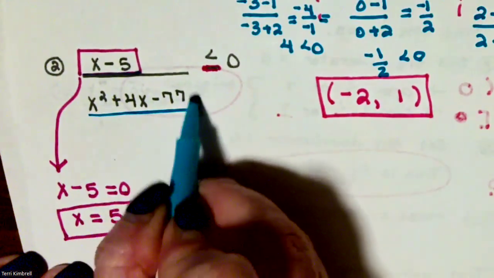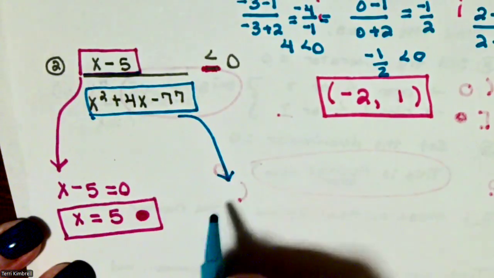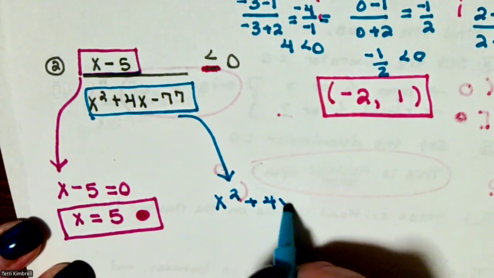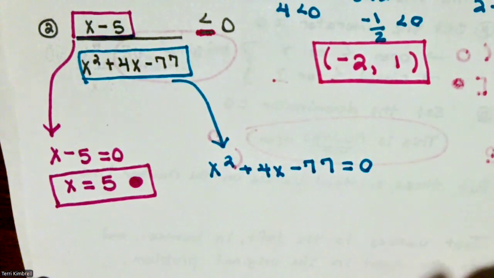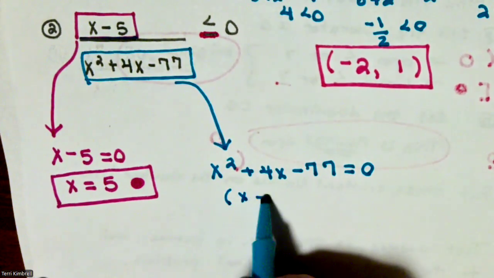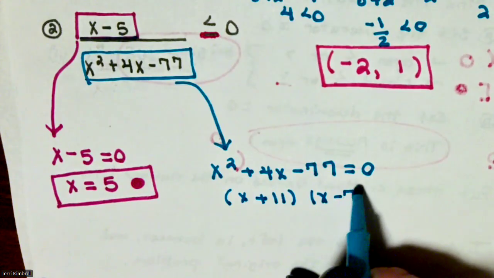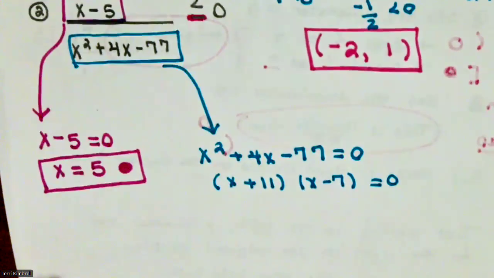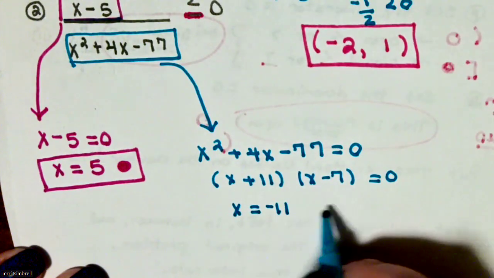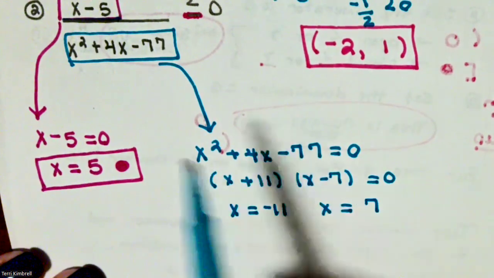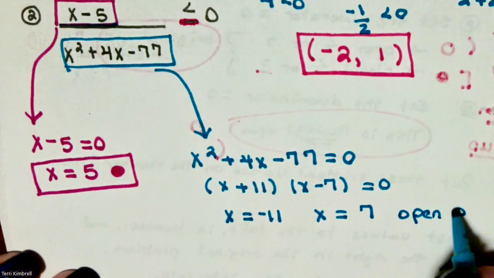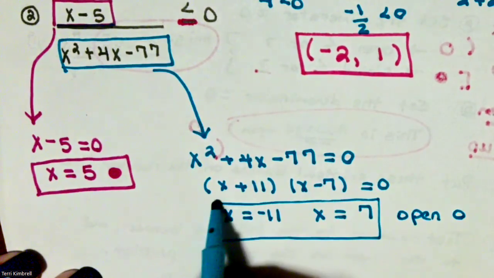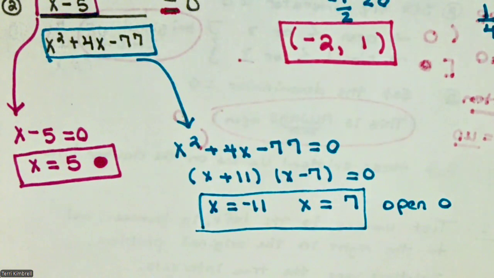Looking at the denominator, I'm going to set that equal to 0. Now, in order to find these critical values, I'm going to have to factor that. So that would go to an 11 and a -7. So then I would get a -11 and a +7. Since those are on the bottom of the fraction, these have to be open, which means I am using those as critical values, but they're not part of your answer. They're going to help me know where to start testing.